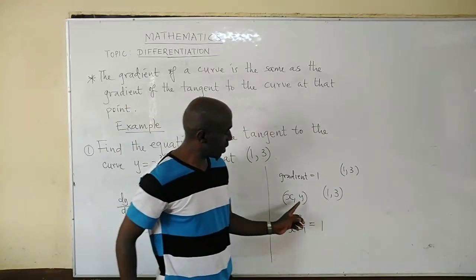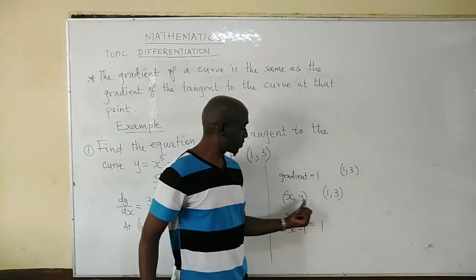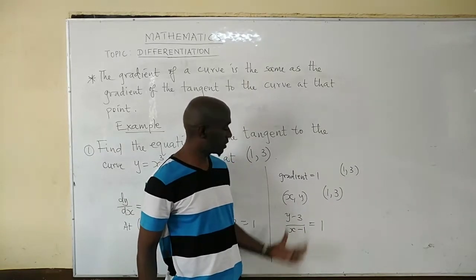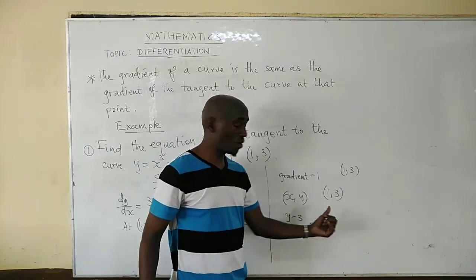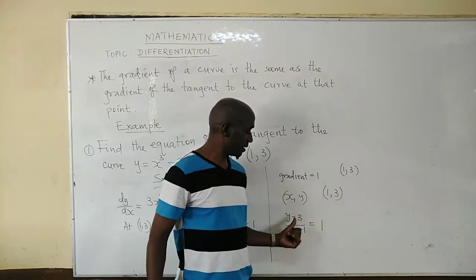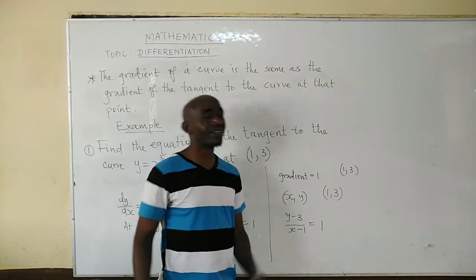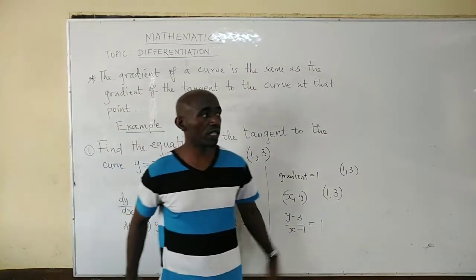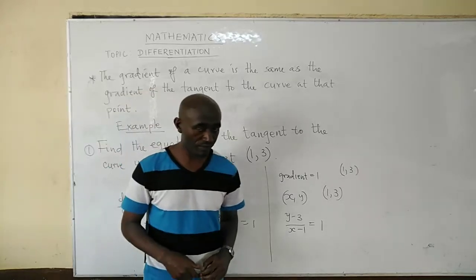Here, you can say y minus 3 over x minus 3, or you can also say 3 minus y over 1 minus x. It will still be the same, whether you start with this or with this. So it can be y minus 3, the way we have done, over x minus 1, or 3 minus y over 1 minus x is equal to 1. In both cases, it should be equal to 1, and the final equation which you are going to get will be the same.